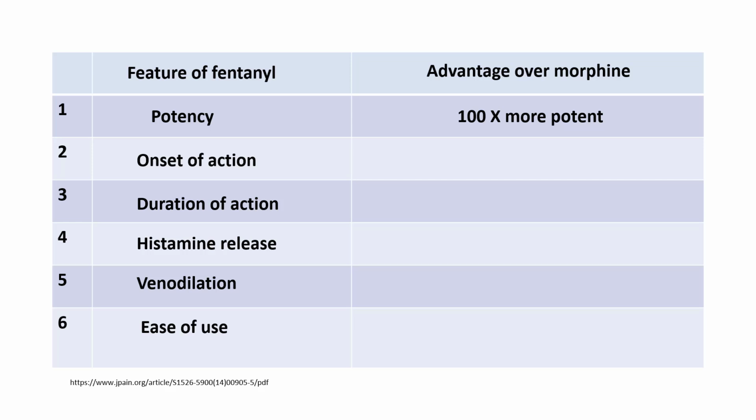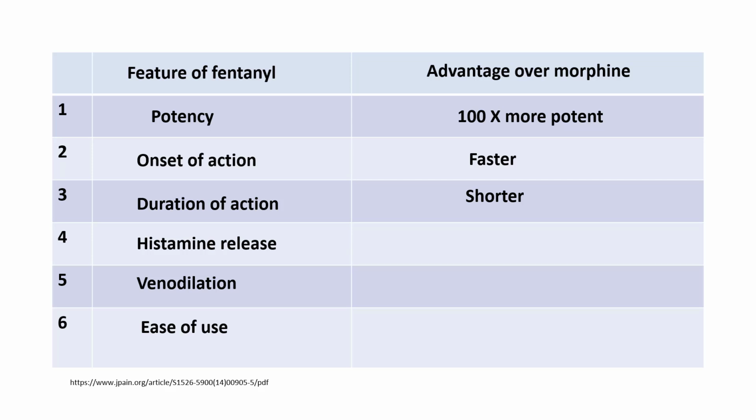It has an onset of action which is much quicker than morphine, and the duration of action is shorter than morphine. A quick onset of action and a short duration of action makes a drug ideal for intraoperative procedures. So, in that context, fentanyl has got advantages over morphine.